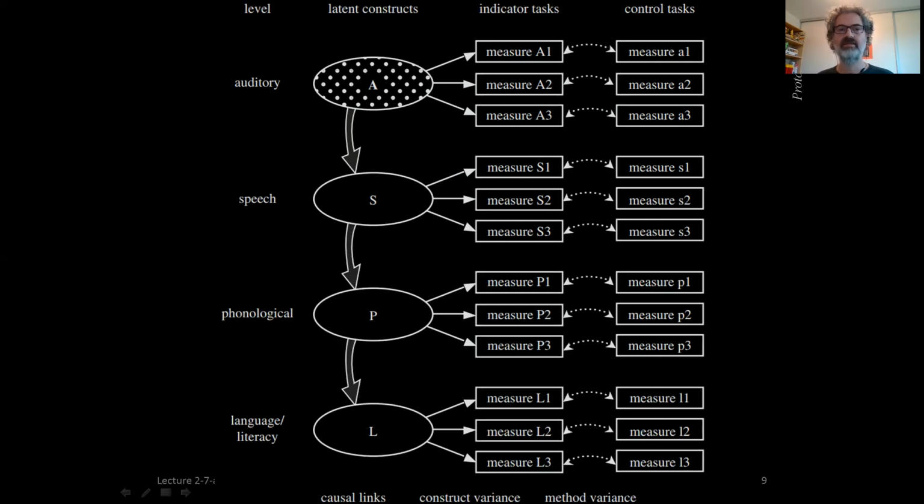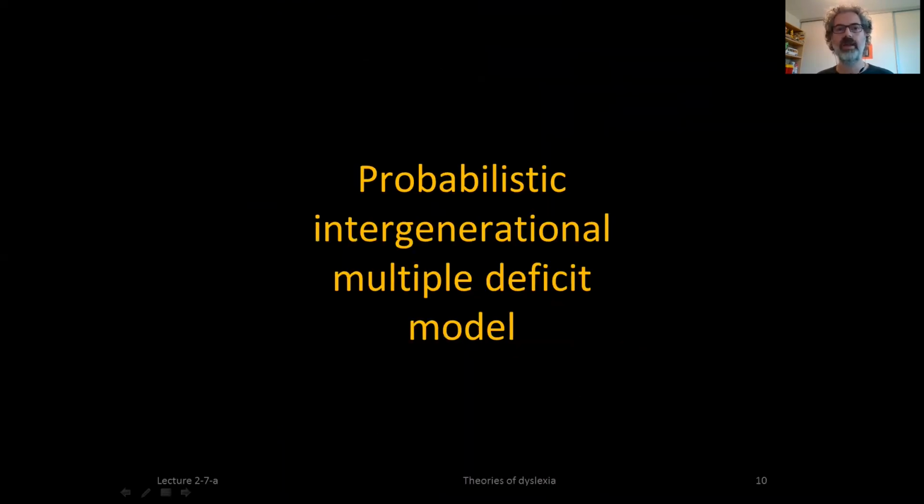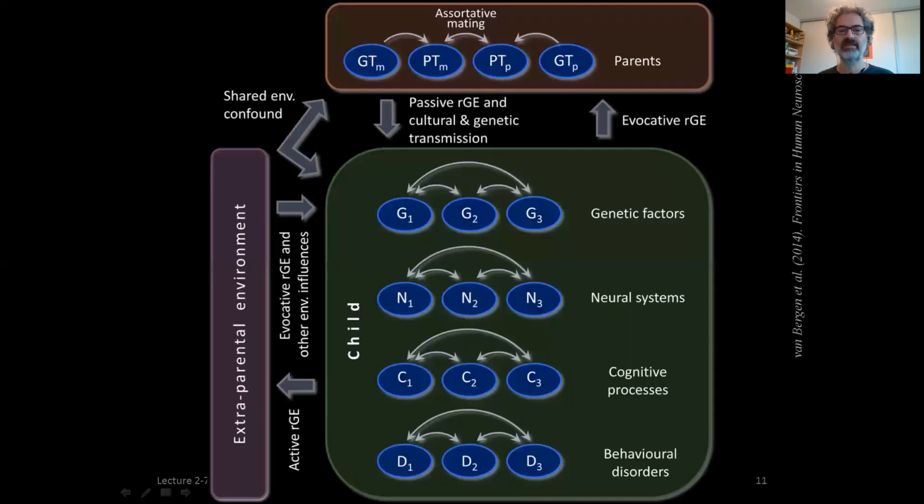Instead, the attention of many researchers is going away from single or even two or three cause models, and instead embracing heterogeneity and realizing that there are multiple possible contributing factors that interact in very complex ways. A relatively recent development is called the probabilistic intergenerational multiple deficit model. And the idea here is exactly that there are many factors that interact in complex ways, leading to the observed outcomes.